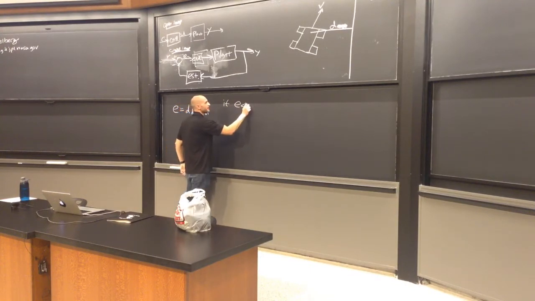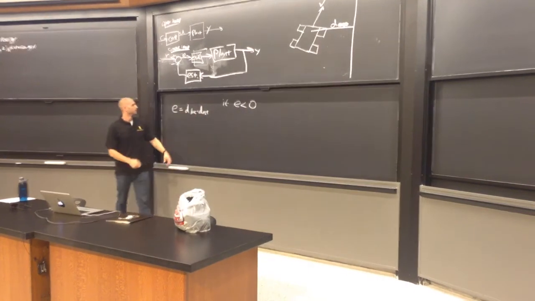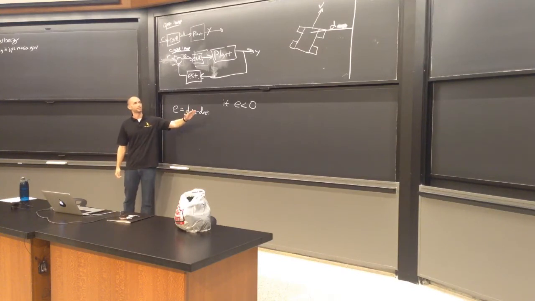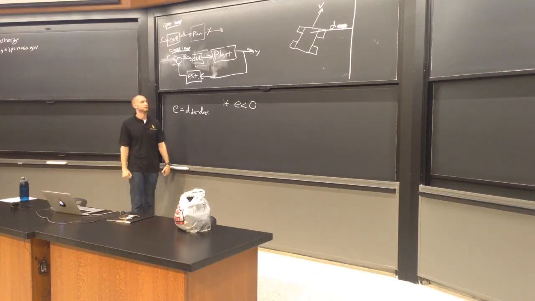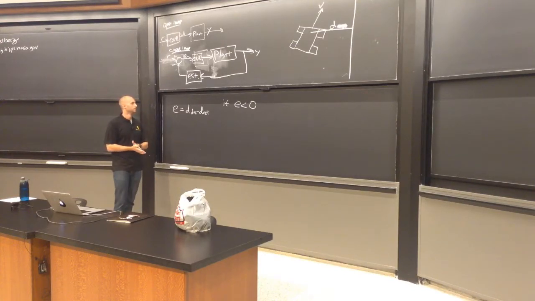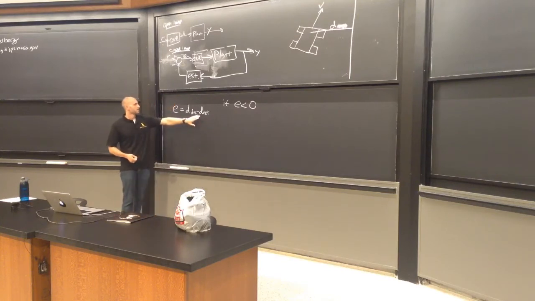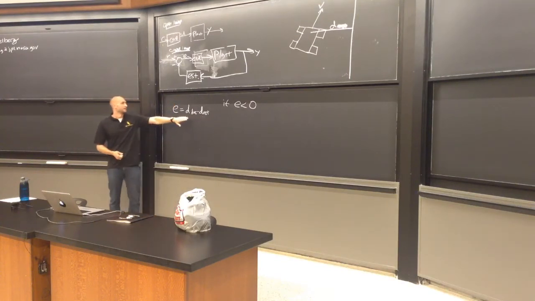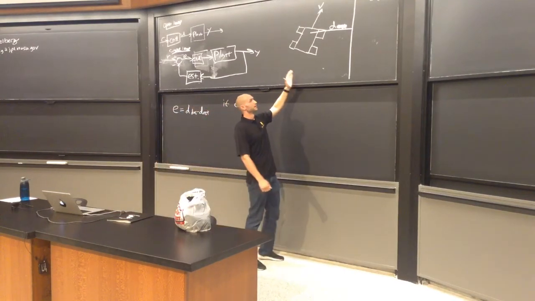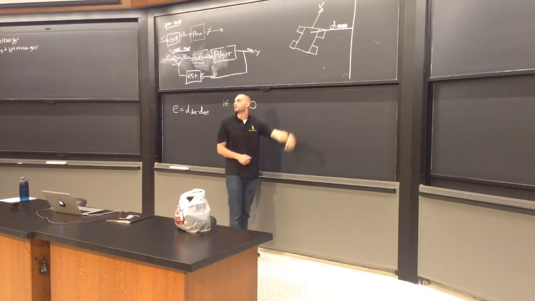If my error is negative, which way do I want to turn the vehicle? To the right towards the wall. Do you want to explain? That's right. Did everybody hear that? So if my error term is negative, that means that my estimated distance from the wall must be larger than what I want it to be, which means the vehicle is too far to the left. So I need to turn to the right.